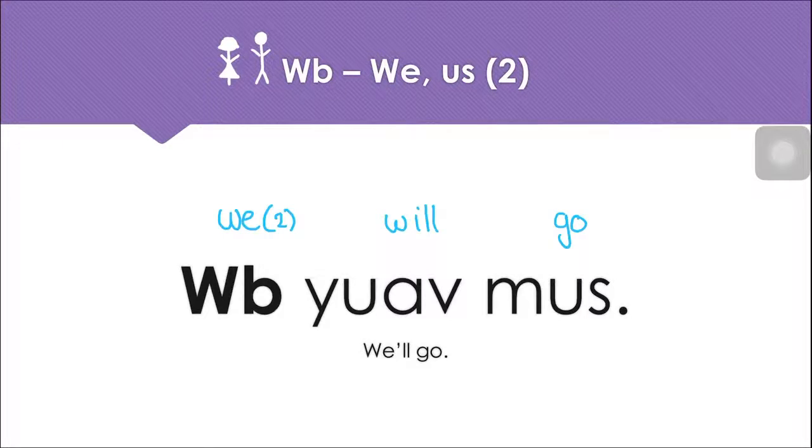Next we have the pronoun for we or us, but only when referring to two people. So if there's three or more, it's a different word. So when it's just you and another person, you would say it like so. In the sentence example, we see your mo. Your mo. We'll go.